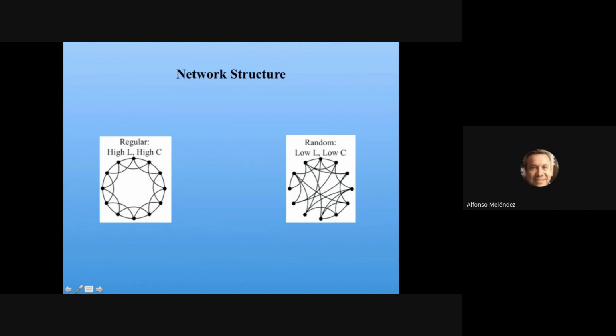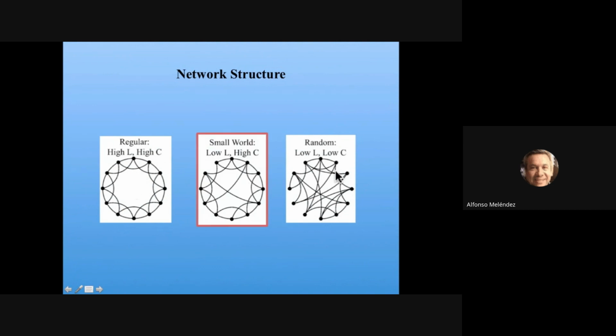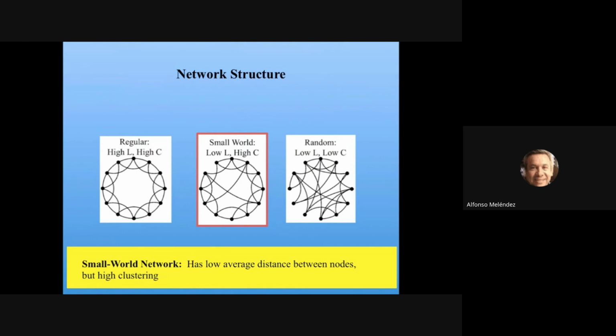In summary, if we compare our two extremes, the regular network and the random network, we can see that these so-called small world networks, as defined by Watts and Strogatz, have low average path length and high clustering compared to either of the extremes. And it seems that this middle ground is where most real-world networks lie. That is, small world networks can be defined as having low average distance between nodes, but high clustering.